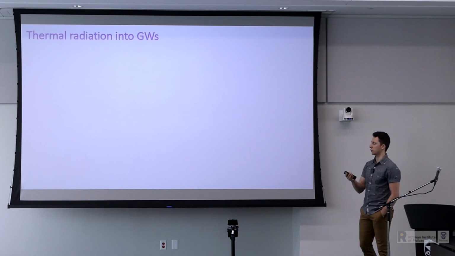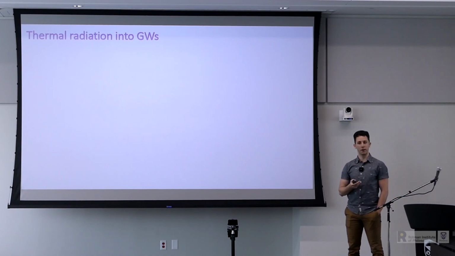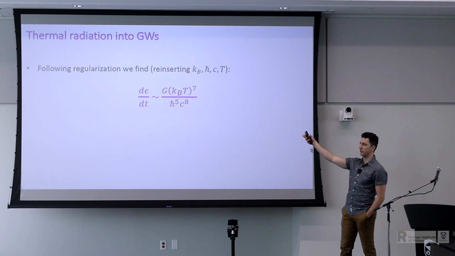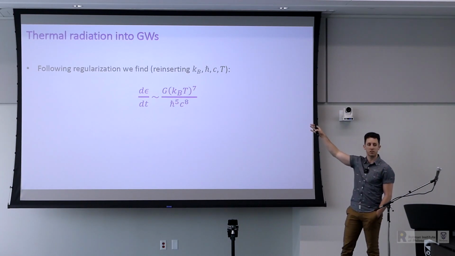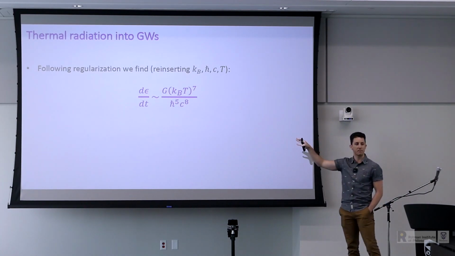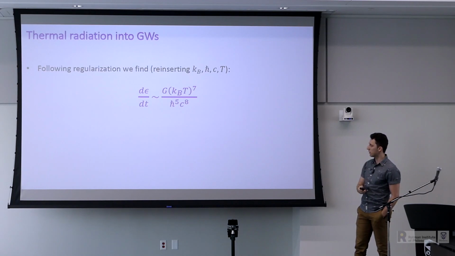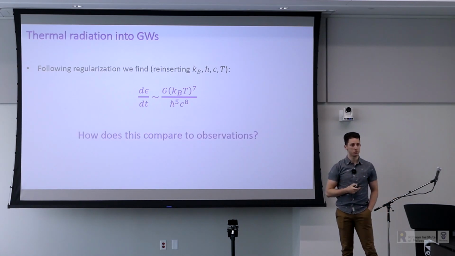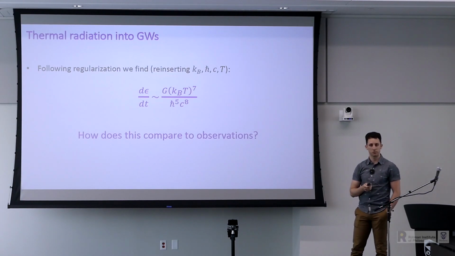And then it allows us to compute the thermal radiation radiated by a thermal source into gravitational waves. Okay? So following regularization, we find the following expression for dE/dt after reinserting all the fundamental constants. This is the expression that we were after. And now we have to ask, how does this compare to observations? We have to compare the theory to the observations.